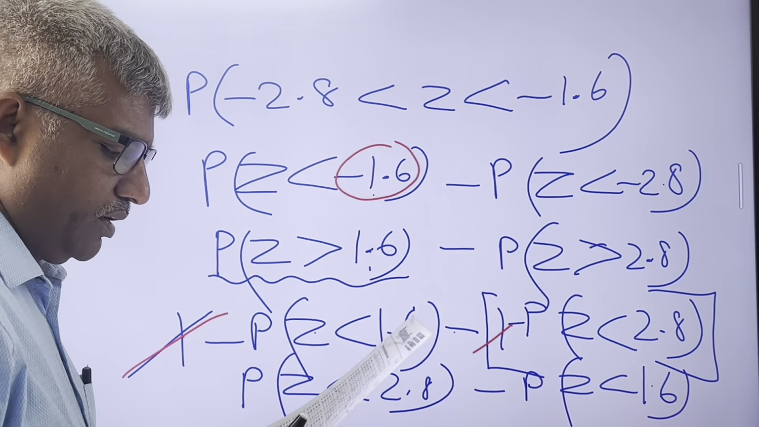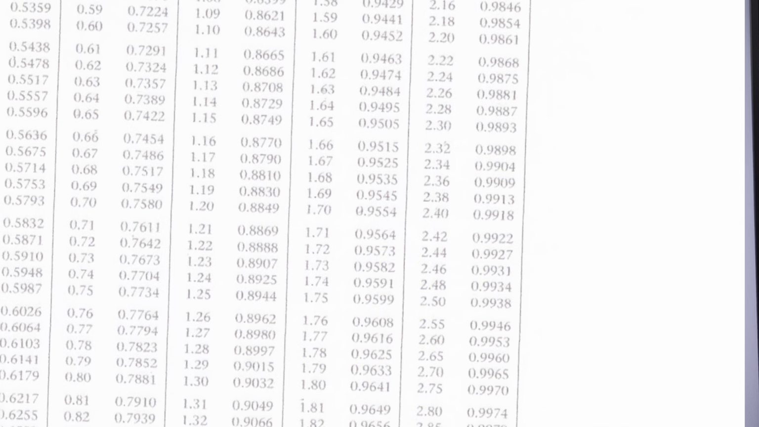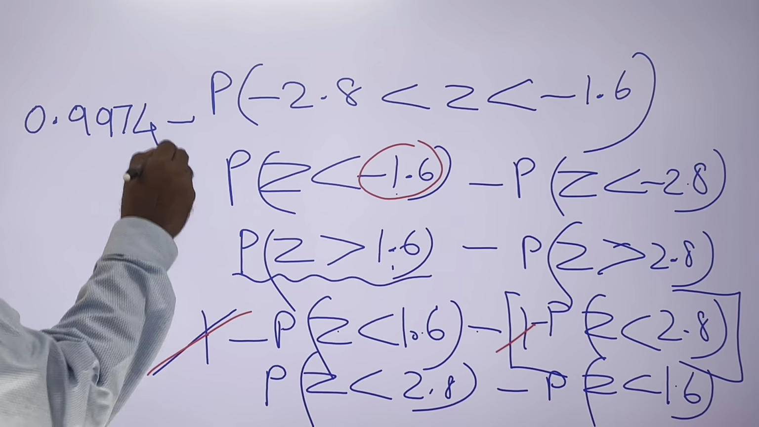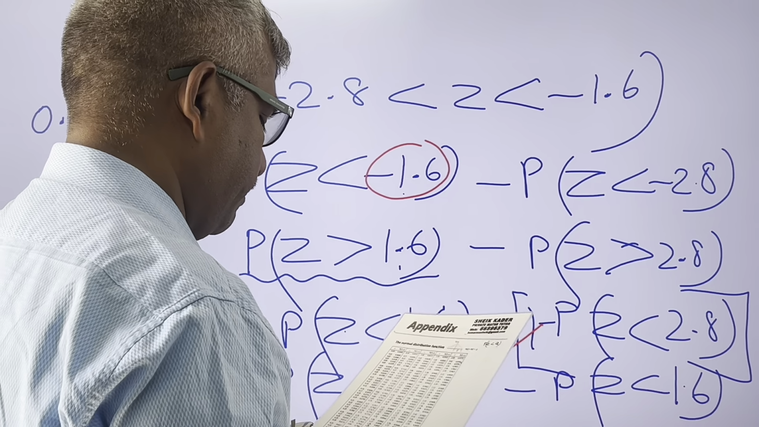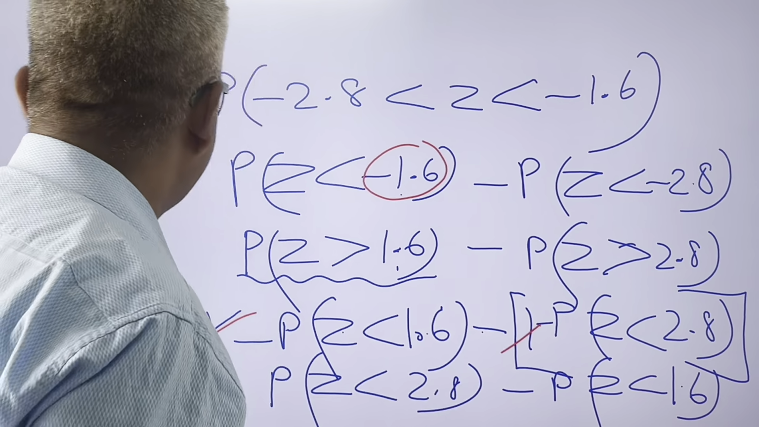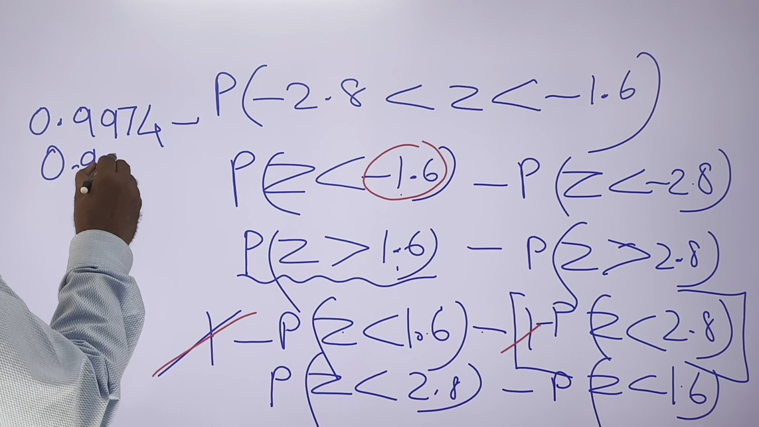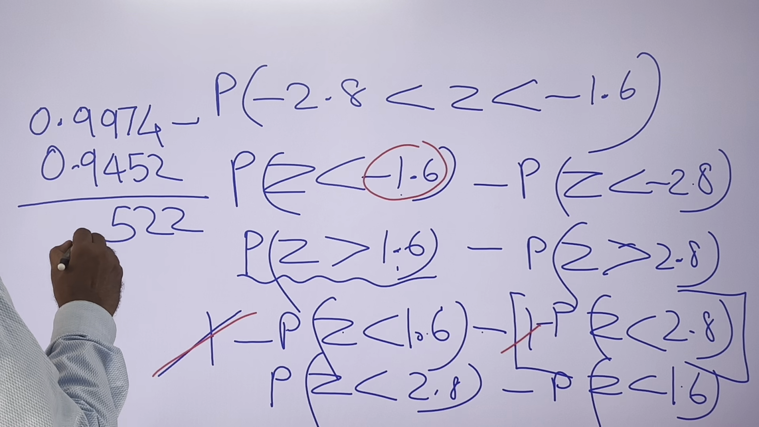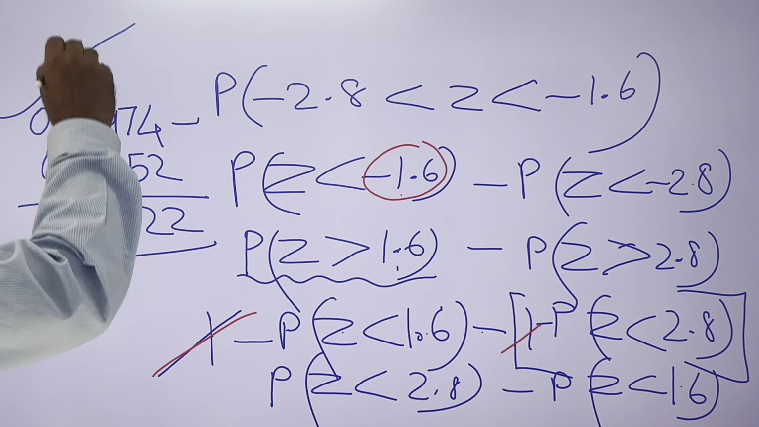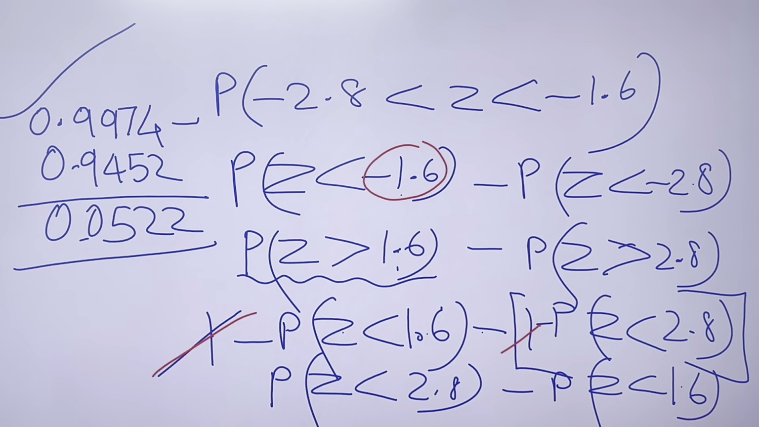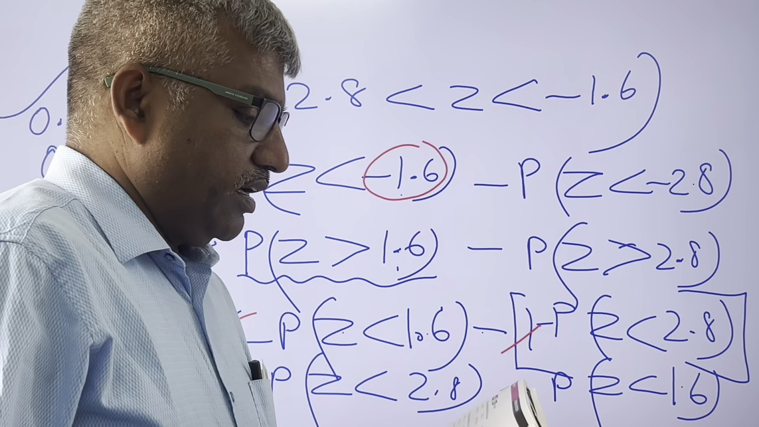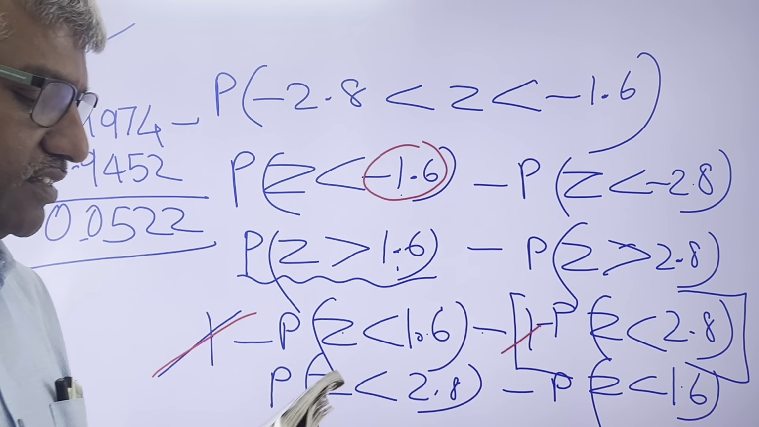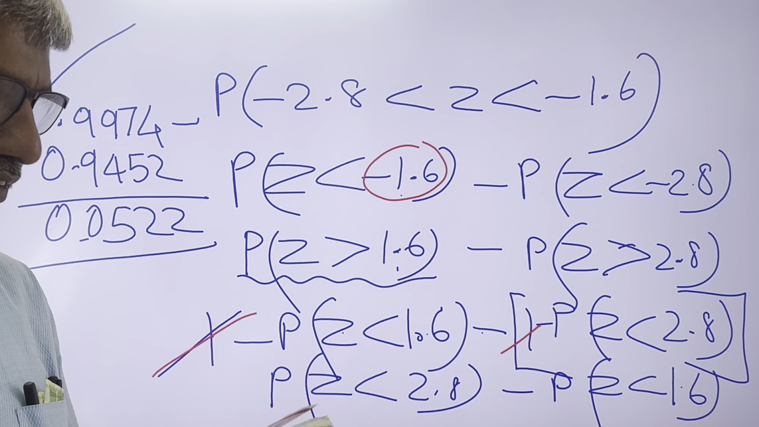Take the table. 2.80, 0.9974, minus 1.6, 0.9452. This is the right answer. Okay. So 7B exercise 1 we completed.